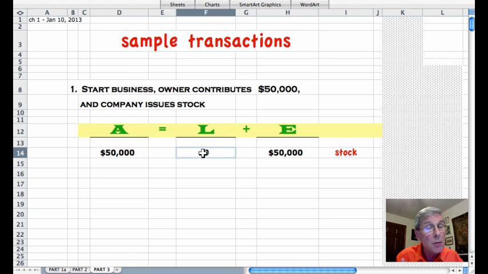Now, from the company point of view, the company now has received an asset of $50,000 of cash. The company has no liabilities. It doesn't owe that money to the shareholder. The shareholder has contributed or invested that money. But the company now has $50,000 of equity. Where did that equity come from? Well, you see equity is defined as assets minus liability.